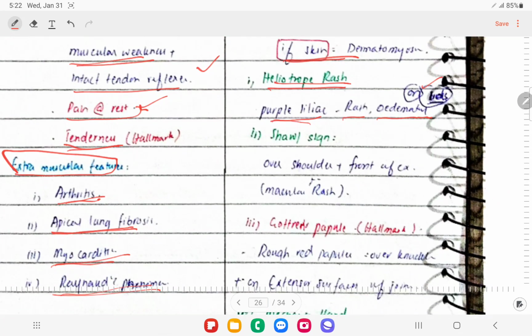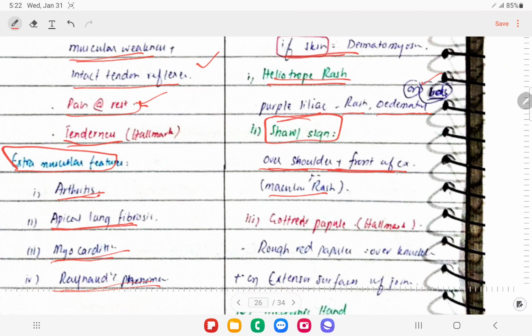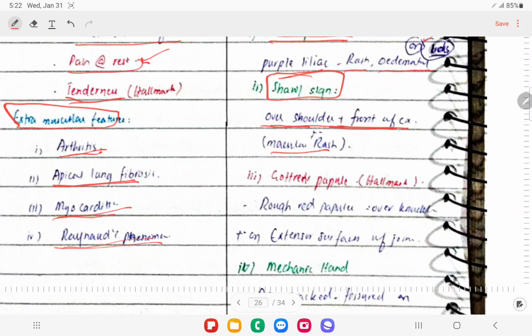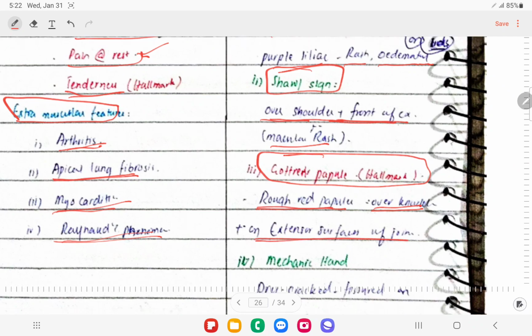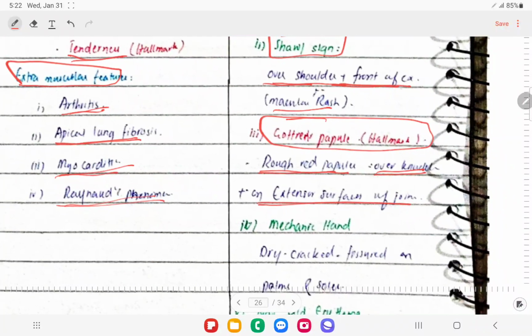Another thing is the shawl sign. The shawl sign is like how people wear a shawl, right? So it will be a macular rash over the shoulders and the front of the chest, right? Okay, another very hallmark feature of this condition is the Gottron papules, right? These are rough red papules over the knuckles, plus over the extensor surfaces of the joints. So this is called the Gottron papule, right?